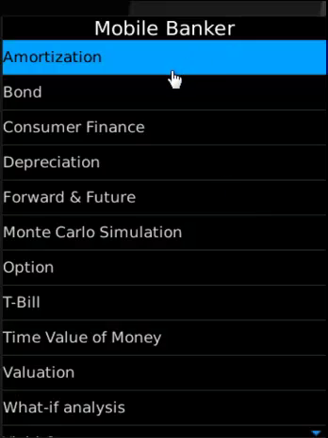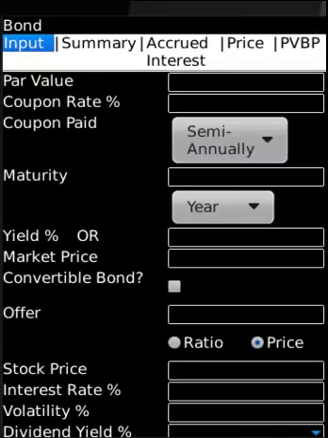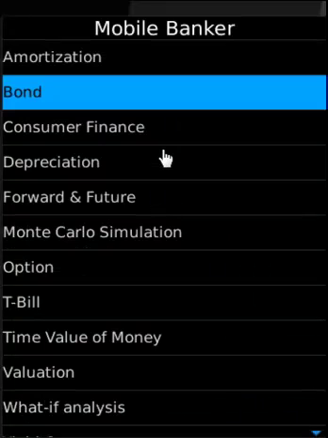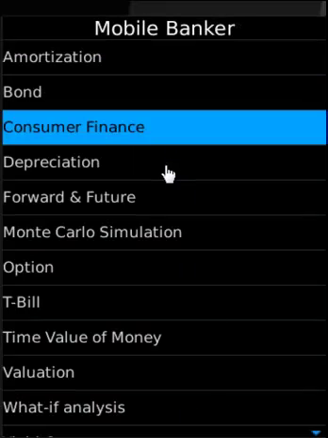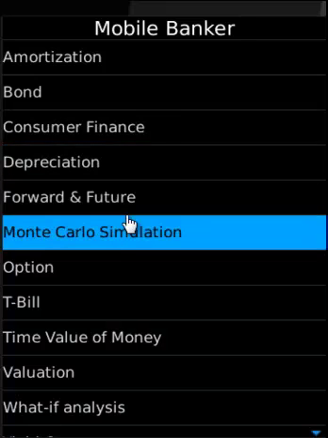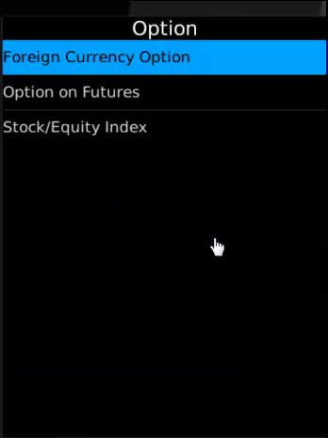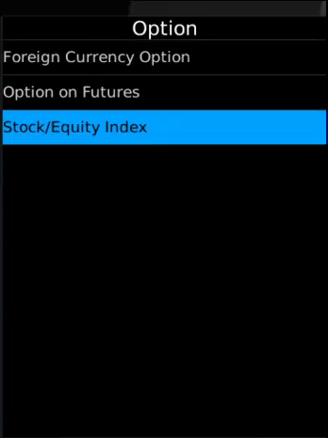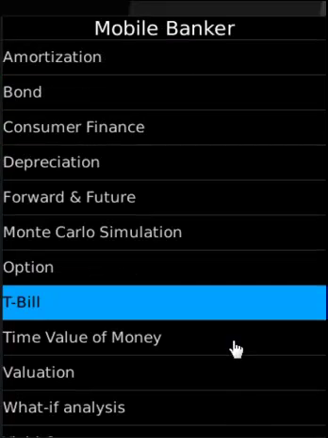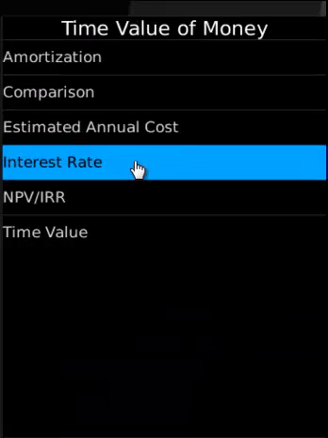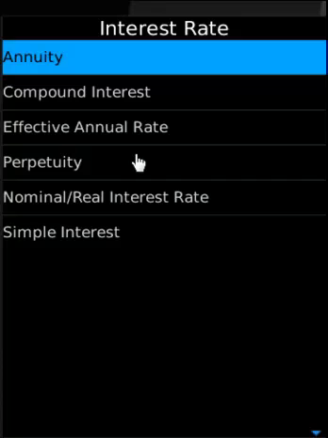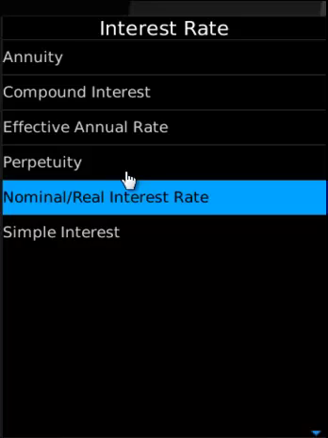Key features: amortization, bond, consumer finance, where we cover auto, college, and home, depreciation, forward and future, Monte Carlo simulation, option, foreign currency option, option and future, and equity index option, T-bill, time value of money. We cover amortization, comparison, estimated annual cost, interest rate, NPV, IRR, and time value. Interest rate we cover annuity, compound interest, effective annual rate, perpetuity, nominal, real, and simple interest.